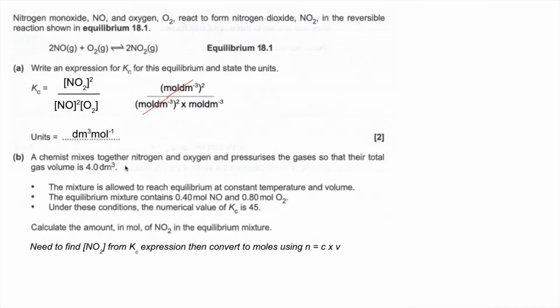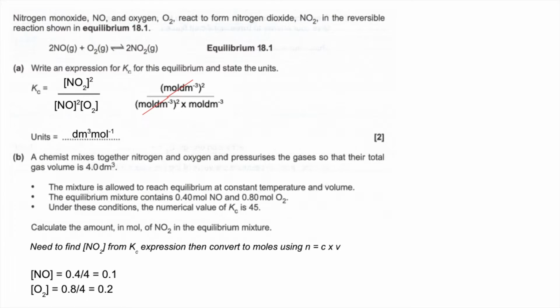So the first thing I'm going to do before I put anything into the Kc expression is turn these moles into concentrations. So that's moles divided by volume is concentration. So we get 0.1 for the NO and 0.2 for the O2.